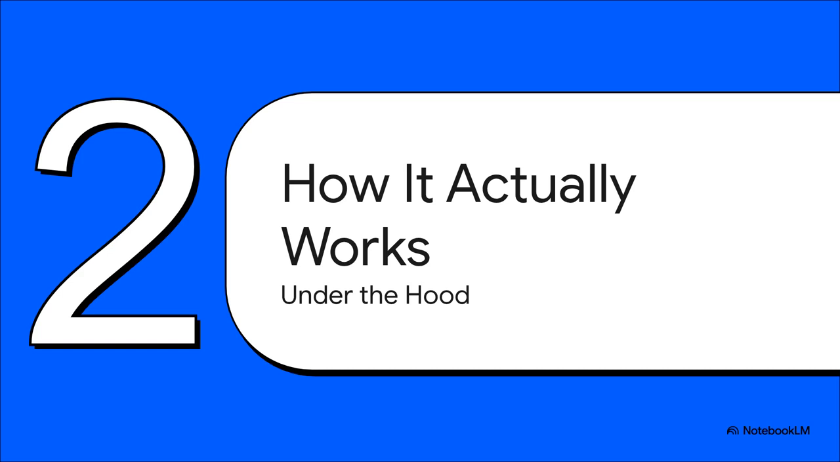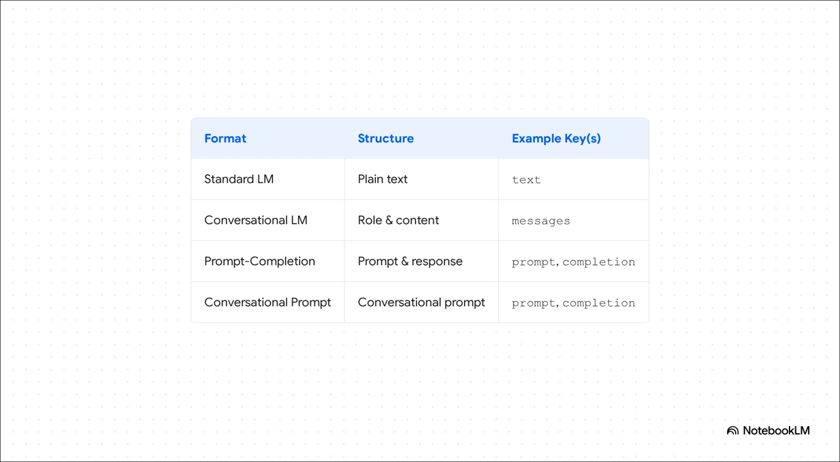Okay, so that's the simple, high-level view. But for those of you who want to know what's really going on, let's pop the hood for a minute and see what the trainer is actually doing behind the scenes. It's actually pretty cool. First thing to know, the trainer is super flexible with data. It doesn't really care how your data is formatted. It automatically understands 4 main types. Whether you just have a big block of plain text or conversational logs with user and assistant roles, or even just simple prompt and answer pairs. Chances are, whatever you've got, the trainer can handle it right out of the box.